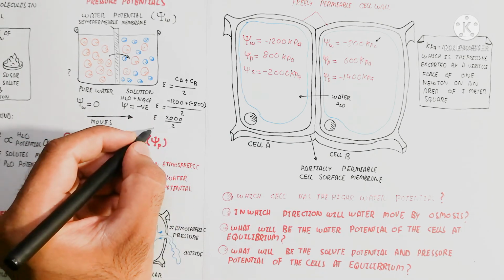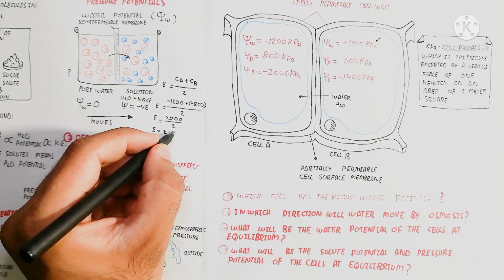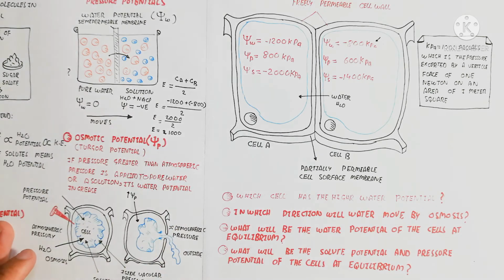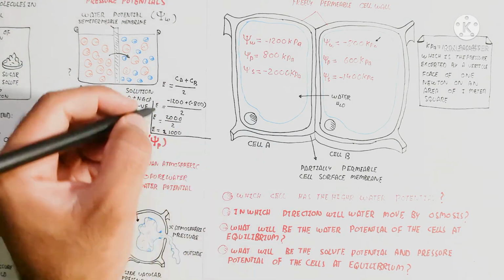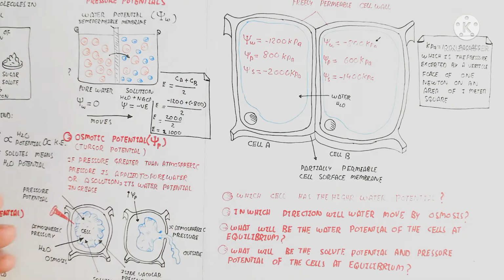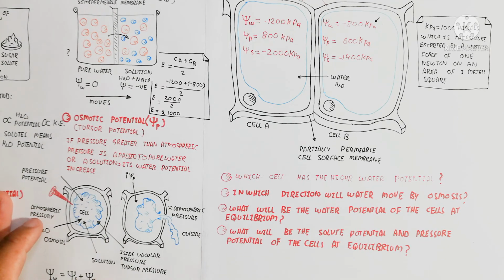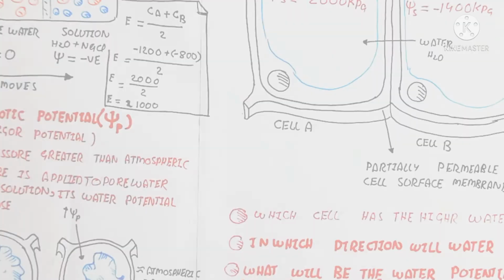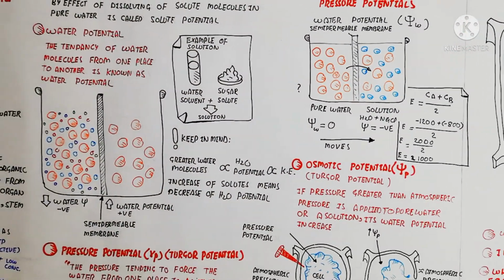In the same way, the pressure potential at the equilibrium state is 700 kilopascal, while the solute potential will also be equal when the water moves from the less negative to the more negative. The more negative contains more solute. So that's all, it is done here.